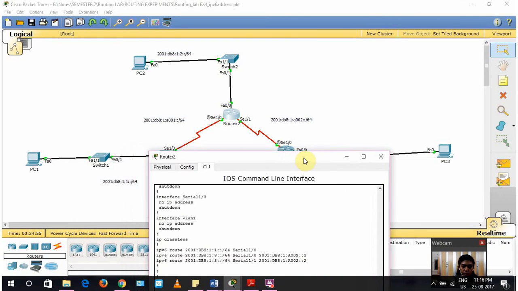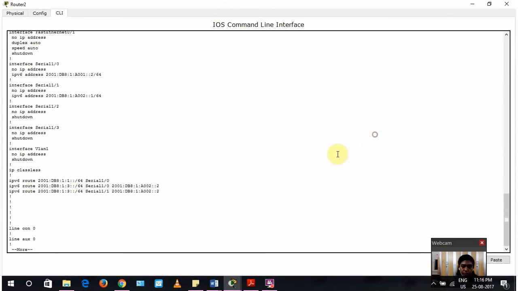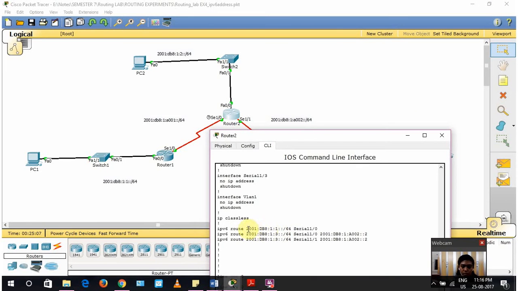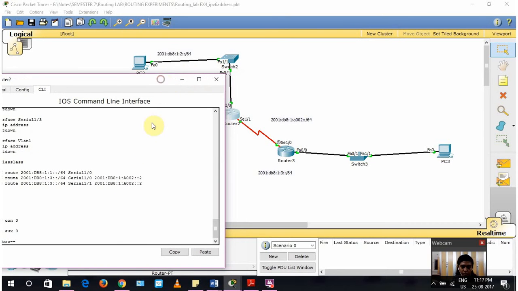For example, router 2 is directly connected to this network, but all these three networks should be connected. So ipv6 route, this network address, followed by the serial of the next hop. For this router 2, the next hop will be this serial. Similarly, when I'm routing for this network, I give the network address, this one, followed by the next hop serial and the next hop address, which is the address of this interface.